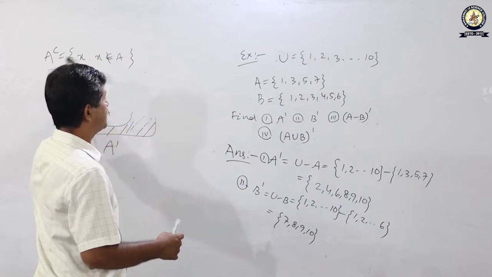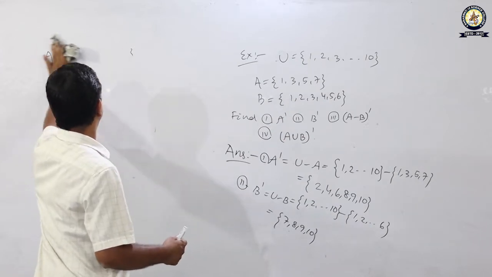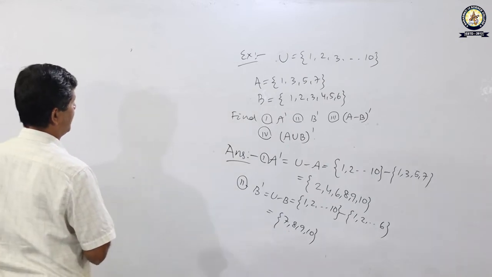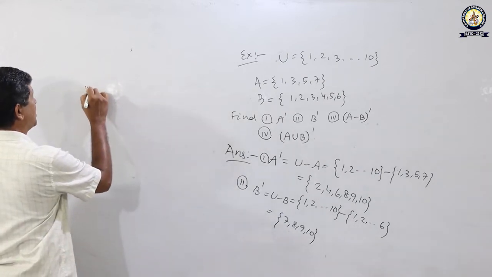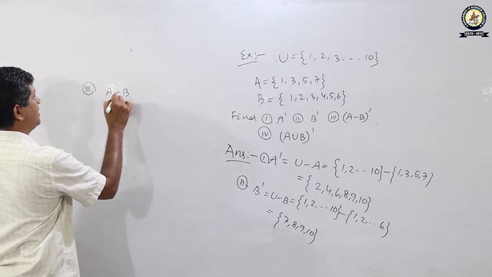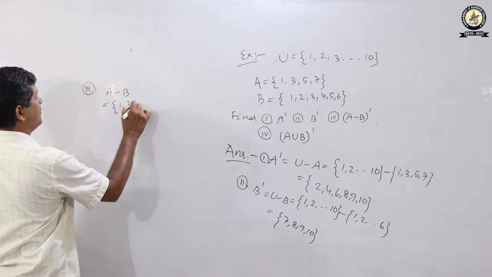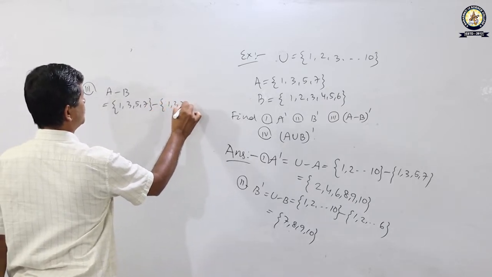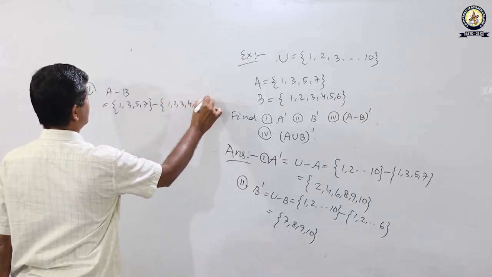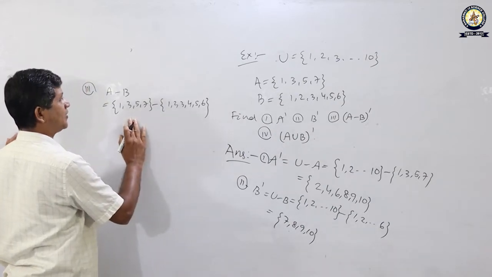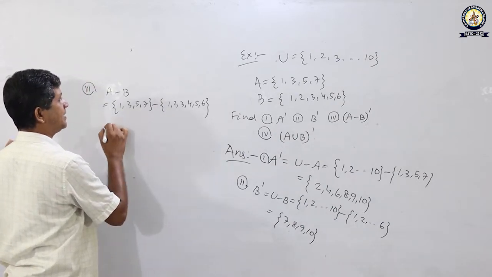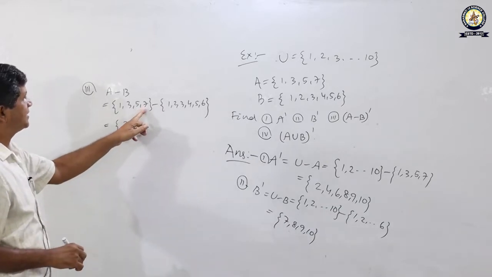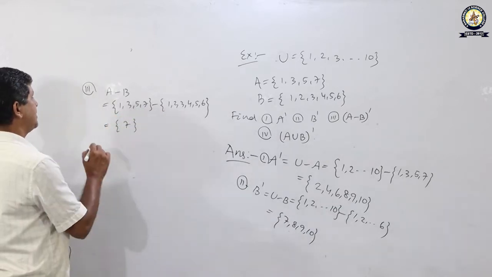How to find A difference B whole dash? First we find A difference B, then find its dash or complement. So what is A difference B? A is 1, 3, 5, 7, difference 1, 2, 3, 4, 5, 6. Which elements of the set A are not in B? Only 7. 7 is in this set, but not in that set.